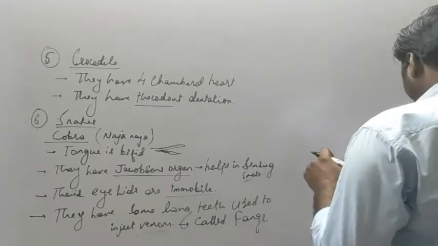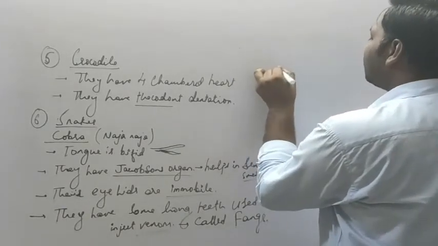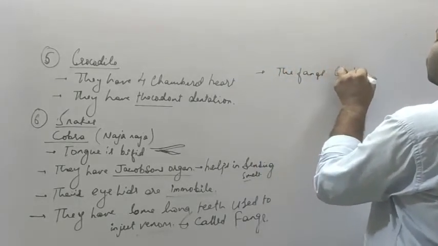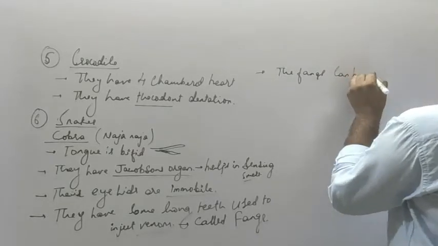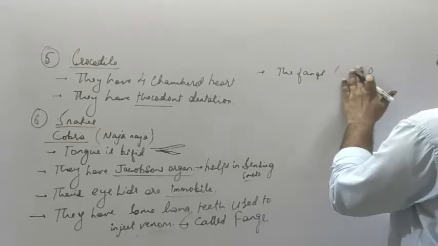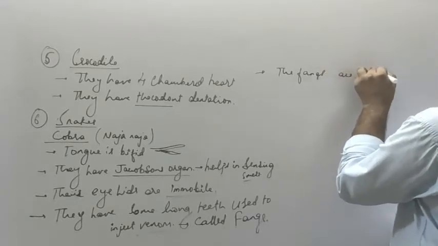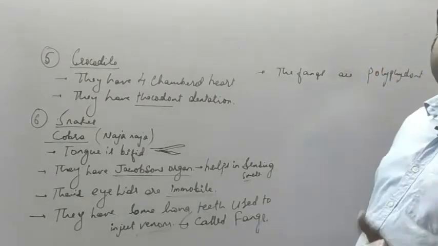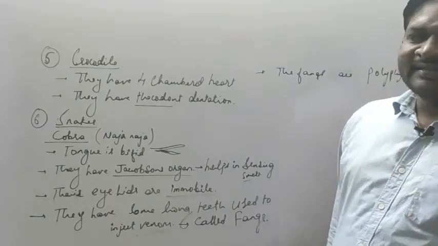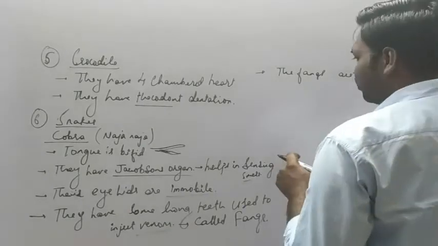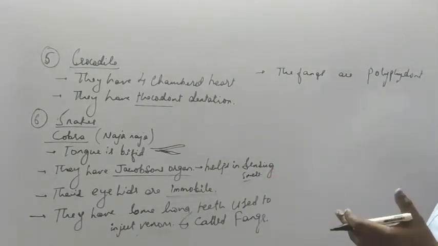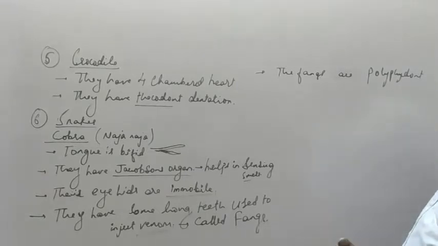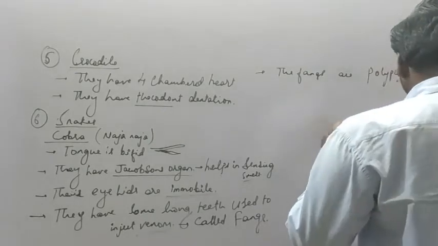Now, the fangs are polyphyodont. That means when the teeth are broken down, they will regenerate again and again. That is the property seen in snakes. While catching snakes, many snake friends remove the teeth of the snake, but after some time they will regenerate again. So that is the capability found in snakes, which is called polyphyodont.